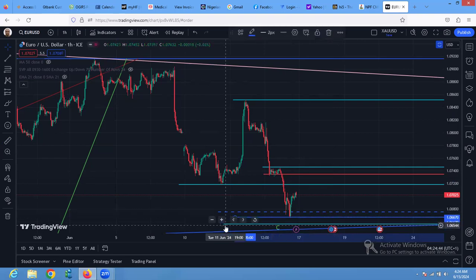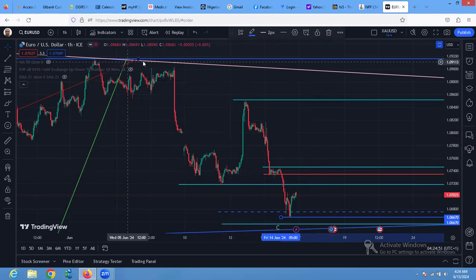So this is where price is at the moment. So we are seeing the A leg of the zigzag, the B, and the C. Is this C completed? That is where we are. That is what we want to find out.